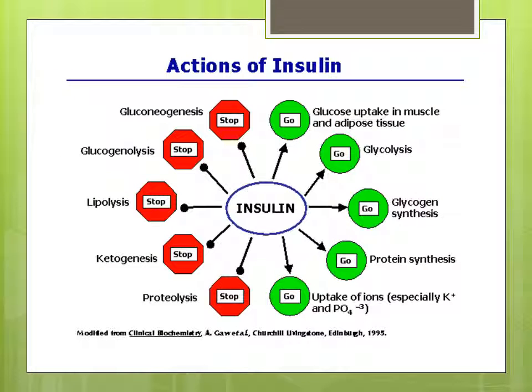This is a good figure and diagram of the stimulating and inhibitory effects of insulin. Insulin stimulates glucose uptake in muscle and adipose tissue, as well as glycolysis, glycogen synthesis, and protein synthesis. It also stimulates the uptake of ions, especially potassium and phosphate ions. Insulin inhibits gluconeogenesis, glucogenolysis, lipolysis, ketogenesis, and proteolysis.